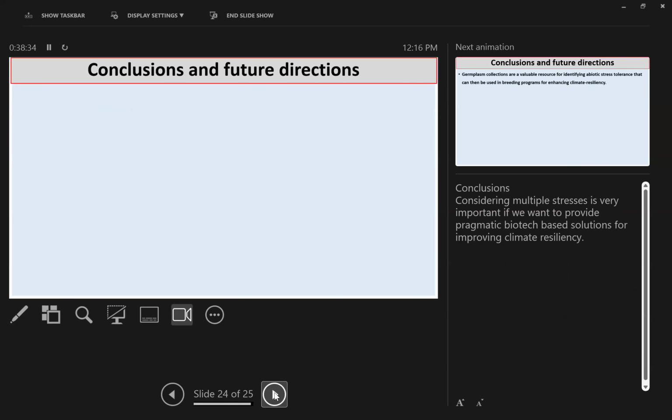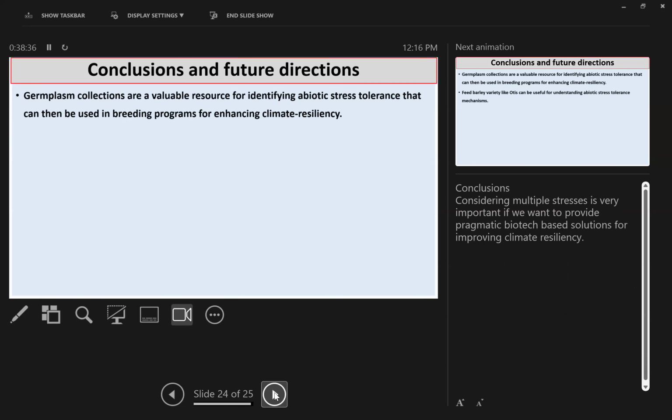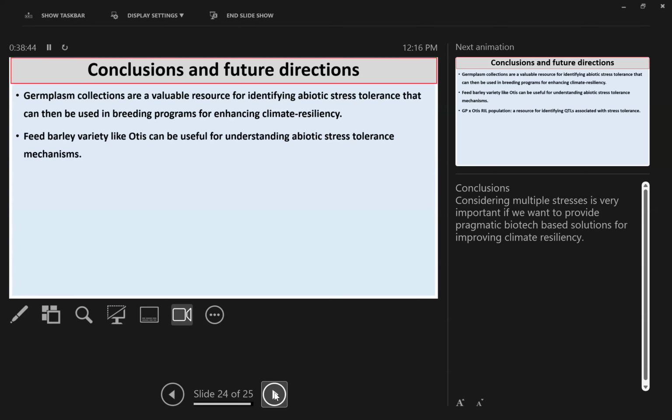So with that, I would like to conclude. These germplasm collections are really valuable for identifying abiotic stress tolerance. And then don't forget about feed barley varieties. You can learn something from them. And if you or anybody knows some interesting germplasm that is tolerant to abiotic stresses, please let us know.